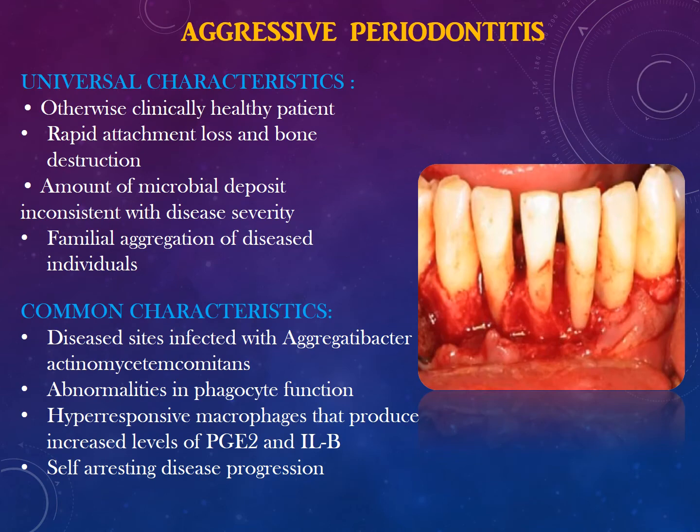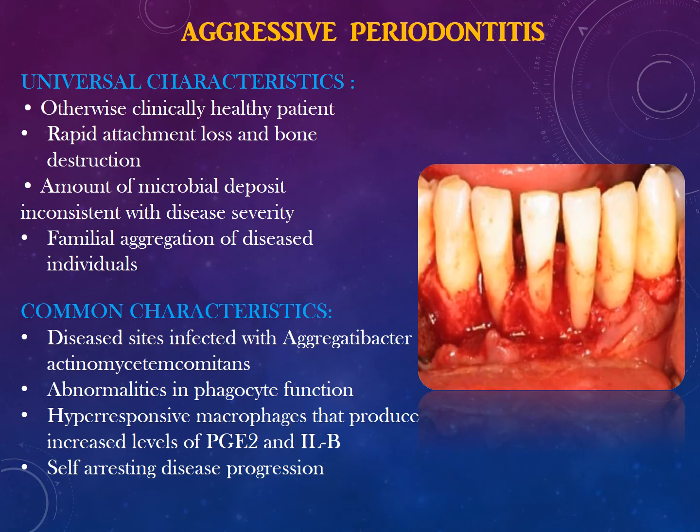Moving on to aggressive periodontitis. The universal characteristic of aggressive periodontitis is that it occurs in an otherwise clinically healthy patient. There is rapid attachment loss and bone destruction. The amount of microbial deposits is inconsistent with the disease severity. So it shows that the disease can be severe even at sites with lower plaque accumulation.